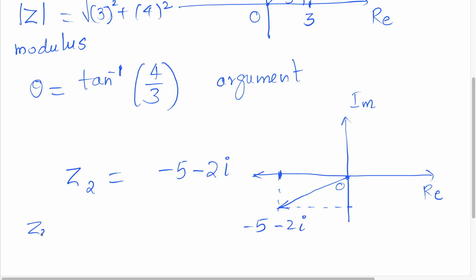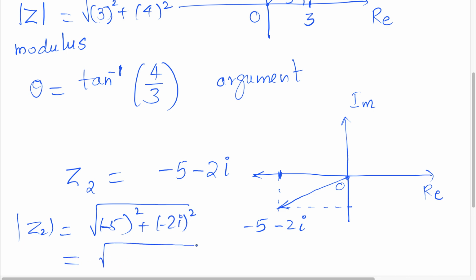What about the modulus of this number? Modulus is going to be square root of real part square plus the imaginary part square. Remember, modulus is never negative because I'm simply looking at the distance. Distance doesn't have any direction, so it is not negative. And it doesn't matter whether it's minus 5 or plus 5, the square is going to be positive only.